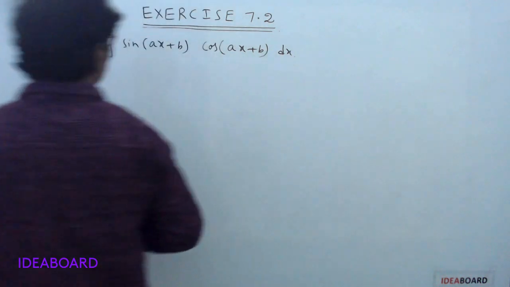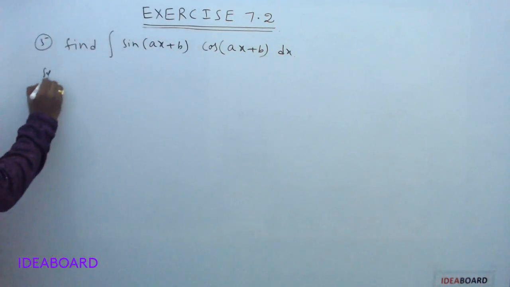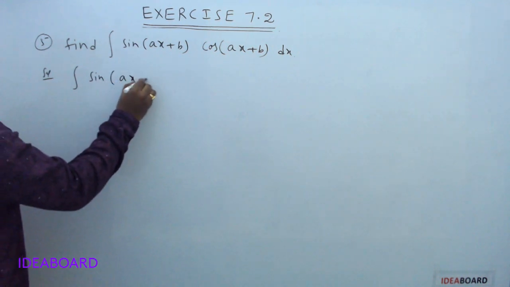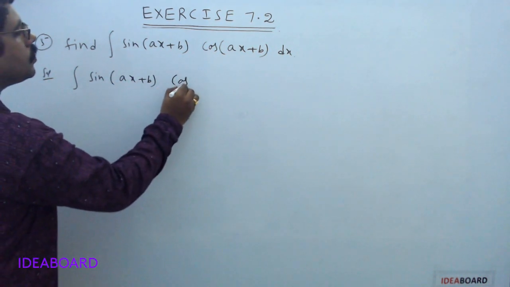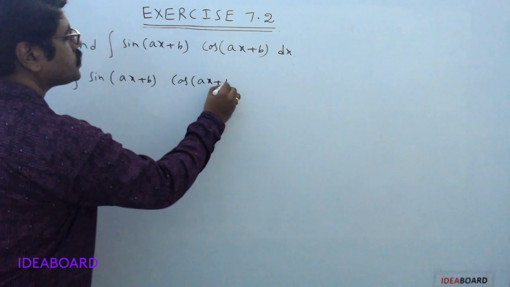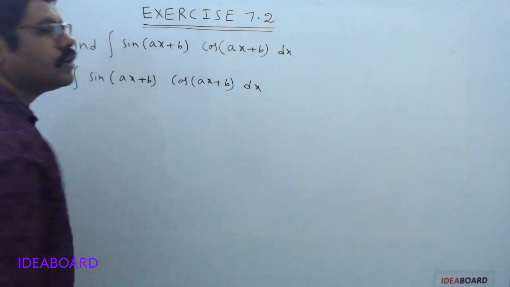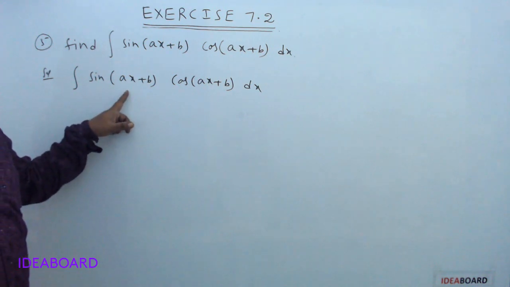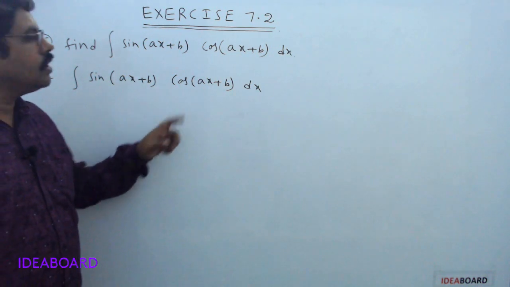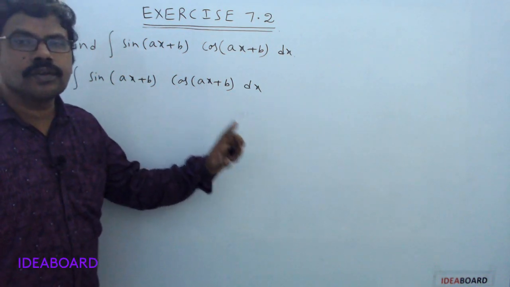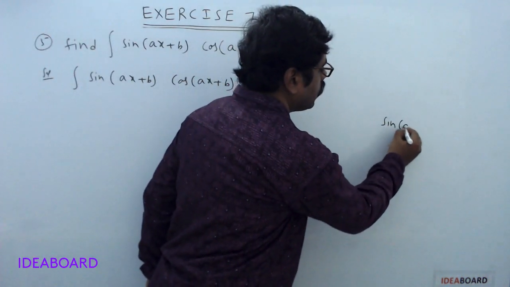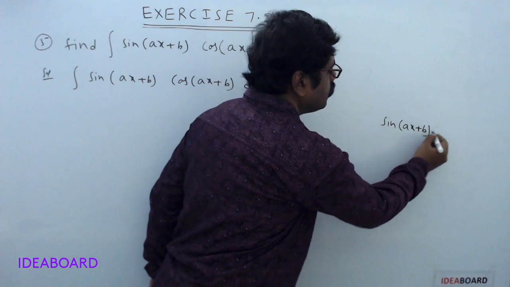Now come to the solution. First write down the given problem. Sin of ax plus b into cos of ax plus b dx. Now you can take the substitution either sin of ax plus b equals t or cos of ax plus b equals t. Suppose I will take sin of ax plus b equals t.